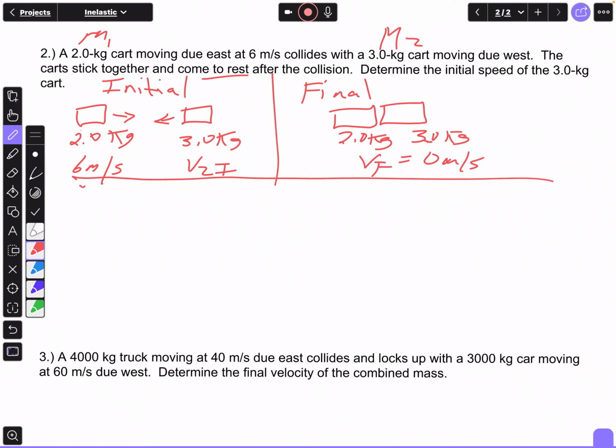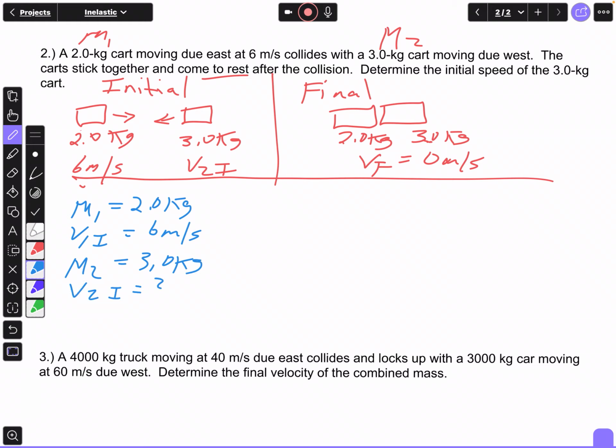Next, I'm going to write down my givens. So I know that my M1 is 2.0 kilograms, and V1I is moving at positive 6 meters per second. The next one, M2, is equal to 3.0 kilograms. And I'm going to be solving for V2I. That's my unknown. And the only other variable is my final velocity, and it's going to equal 0.